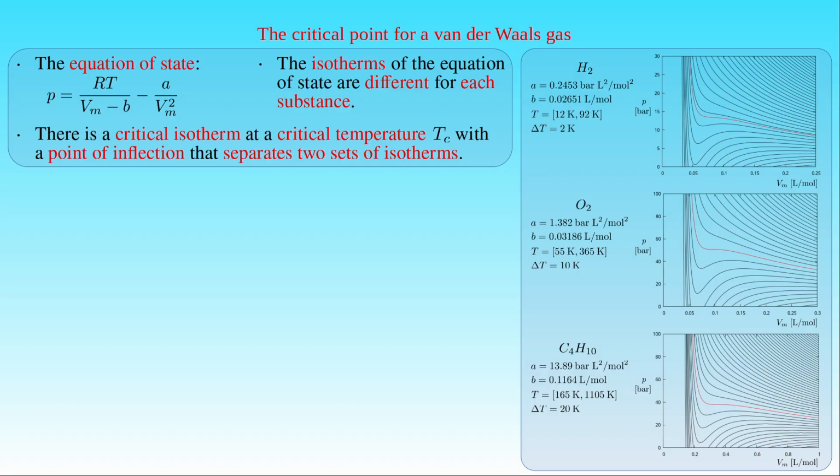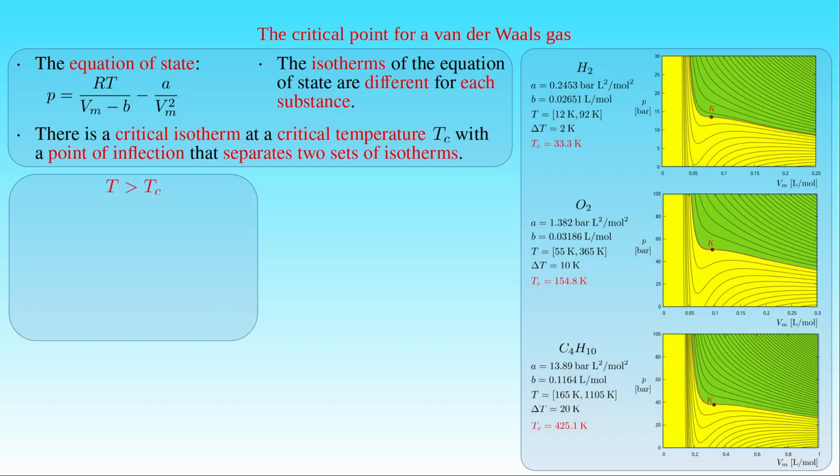The critical temperature is 33.3 Kelvin for hydrogen, 154.8 Kelvin for oxygen, and 425.1 Kelvin for butane. The green and yellow regions cover the two set of isotherms separated by the critical isotherm in the pressure versus volume diagrams, where we also show the critical point K of the van der Waals gas, that is the point of inflection on the critical isotherm. The first set of isotherms running in the green region belong to temperatures greater than the critical temperature Tc of the gas. The common properties of these isotherms are the following.